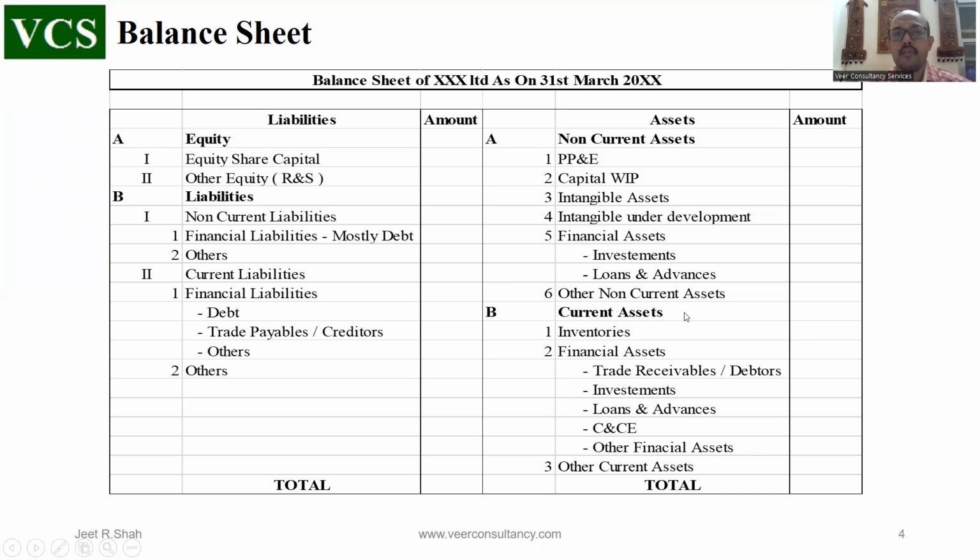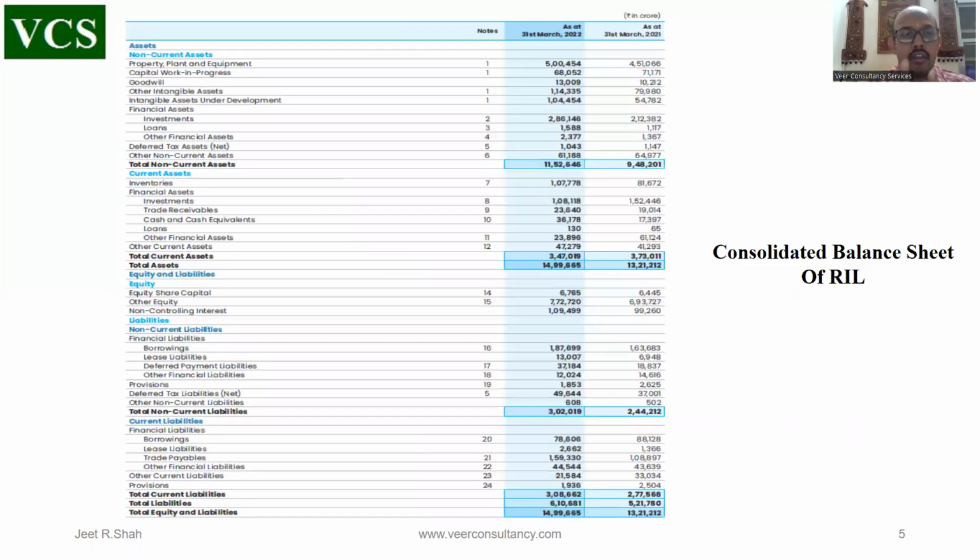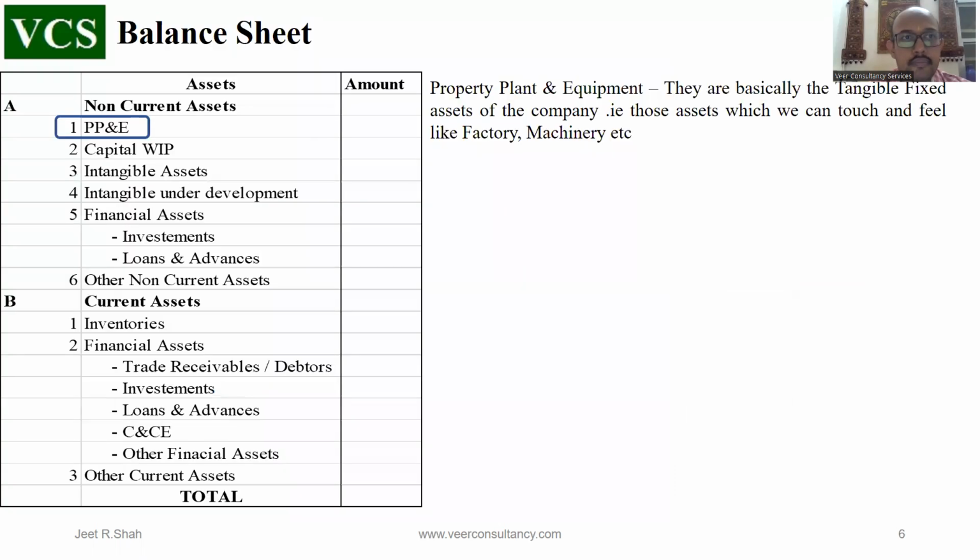So what I'm going to do is take each and every line item separately. We'll try to understand what it means, depending on certain accounting standards or certain Ind AS. Over here, I just put up the consolidated balance sheet of Reliance Industries Limited. We will go through each of them separately. So let us start with the assets first. In that, we take non-current assets.